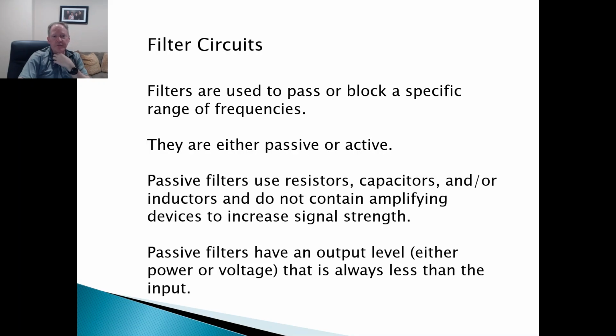So, filters can be either passive or active. Passive filters use resistors, capacitors, or inductors and do not contain amplifying devices to increase signal strength. So in a passive filter, the power out is always going to be less than or equal to, it could be equal to, the power in. And passive filters have an output level that is always less than the input. So the output is always going to be less than the input.